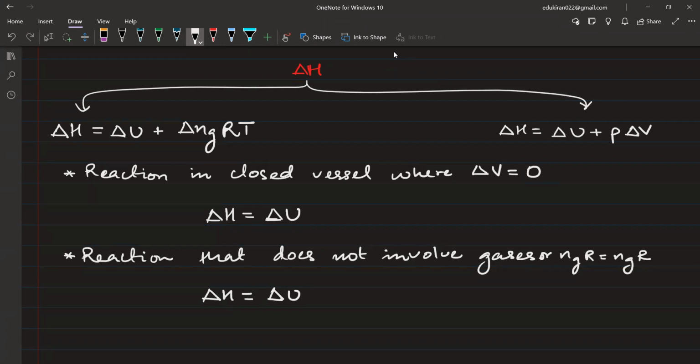There are two cases: the reaction that does not involve gases, or the number of moles of gas in reactant is equal to the number of moles of gas in product. Sorry, in both cases delta H will be equal to delta U. Write this down.